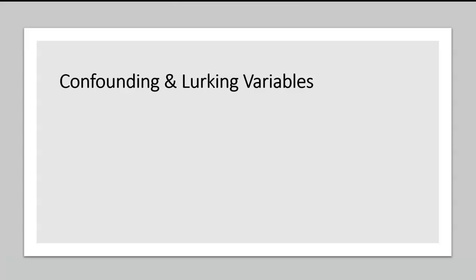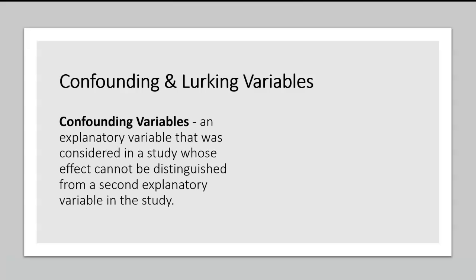Okay, and that leads us to our next two types of variables, which are confounding variables and lurking variables. Confounding variables are explanatory variables that were also considered in the study, but could also possibly explain the effect that's happening to the response variable. Alrighty, it wasn't our explanatory variable of interest, but it was used in the study. It was measured in the study, and I'm going to show you an example of this in a minute. And it could also be an explanation to what's happening with the response variable.